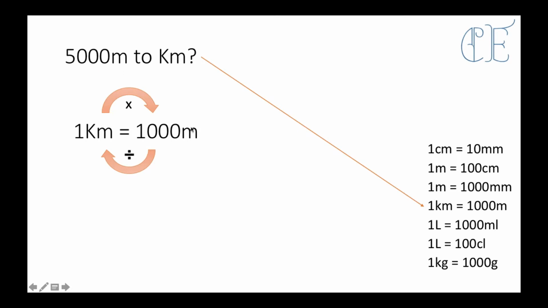So meters, which means I'm this side, means I need to divide by 1,000. So I'm going to do 5,000 divided by 1,000, which equals 5 kilometers. As long as you draw this conversion diagram out every time, you can't go wrong. You must make sure you put your arrows in the right place though. This is going this way, this is going this way. I've seen so many students just draw lines. It's not helping you if you just draw lines, you need to draw arrows.